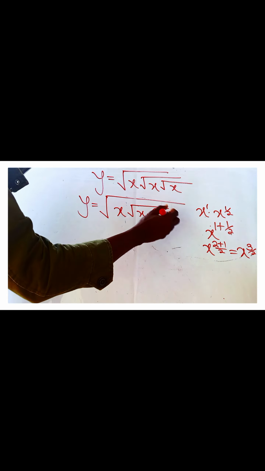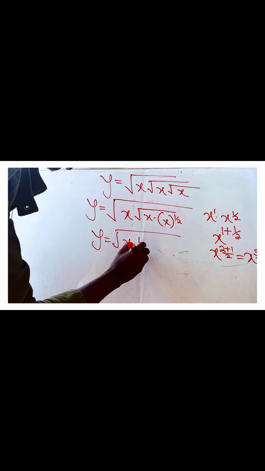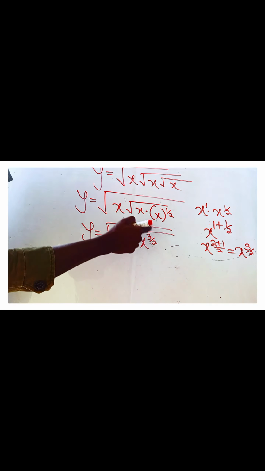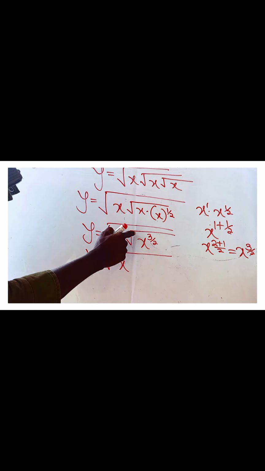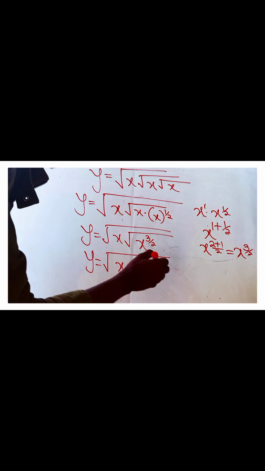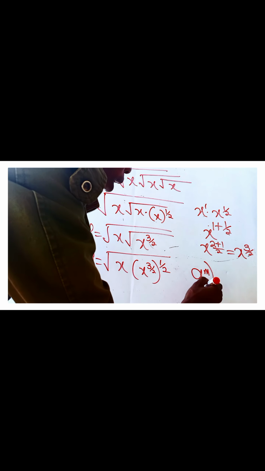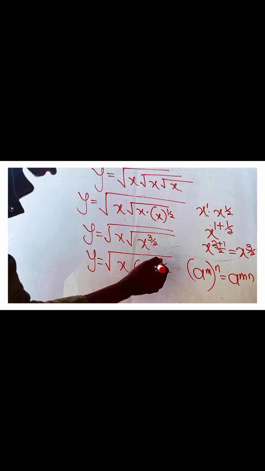So we replace the value here with this value. So this gives us y is equal to square root of x times x raised to the power of 3 all over 2. Now again, this is another square root, so we still have to unfold it by saying this is square root of x, and then this square root is the same thing as x raised to the power of half, applied to x raised to the power of 3 over 2. So applying the law of indices, a raised to the power of m, raised to the power of n, is equal to a raised to m times n. This implies that these powers here will multiply themselves.